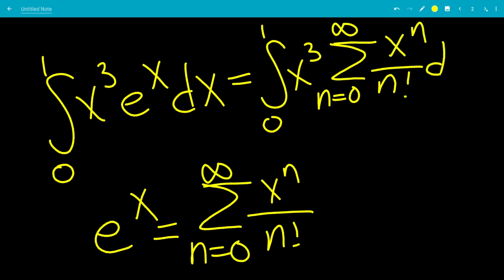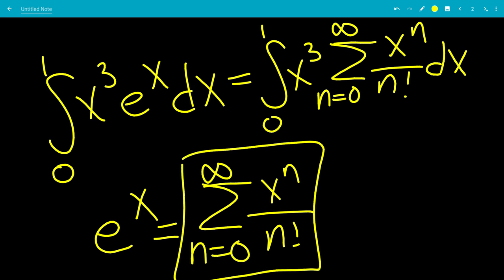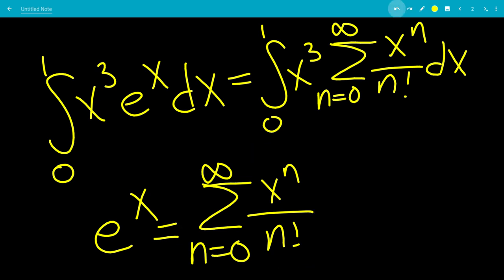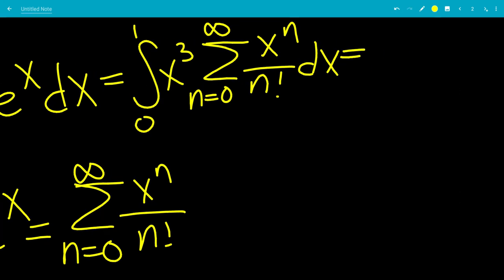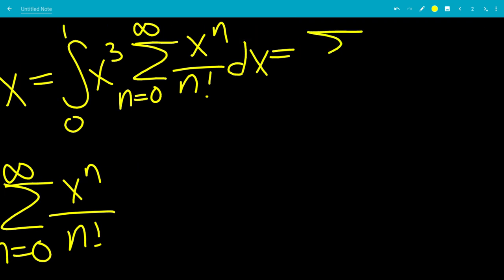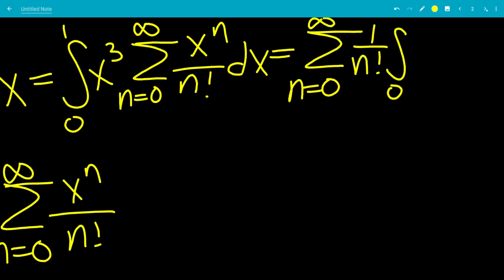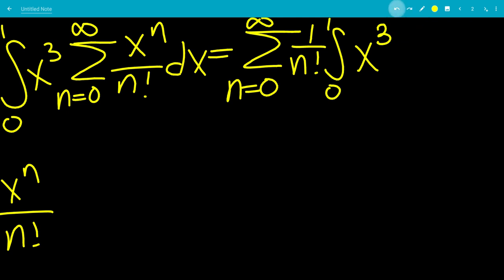We don't have to worry about the range of values that correspond to this series, because this works for every x value, because that's e to the x. We're going to switch the integral sign and the summation, so let's have the summation in the front: the sum from n equals 0 to infinity. 1 over n factorial has nothing to do with x, so we can take it out of the integral. Then we have the integral from 0 to 1, and we're left with the x terms, so x to the 3 plus n, or I can write it as n plus 3, and then dx.